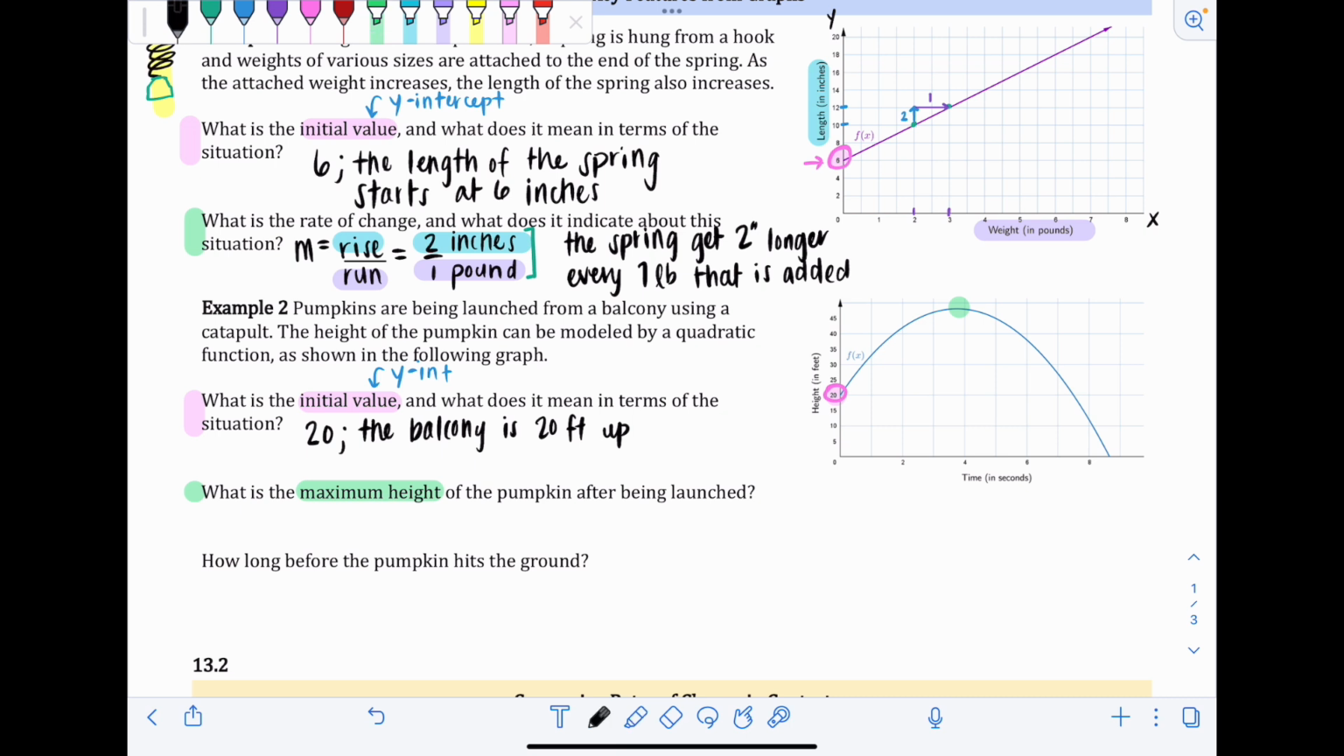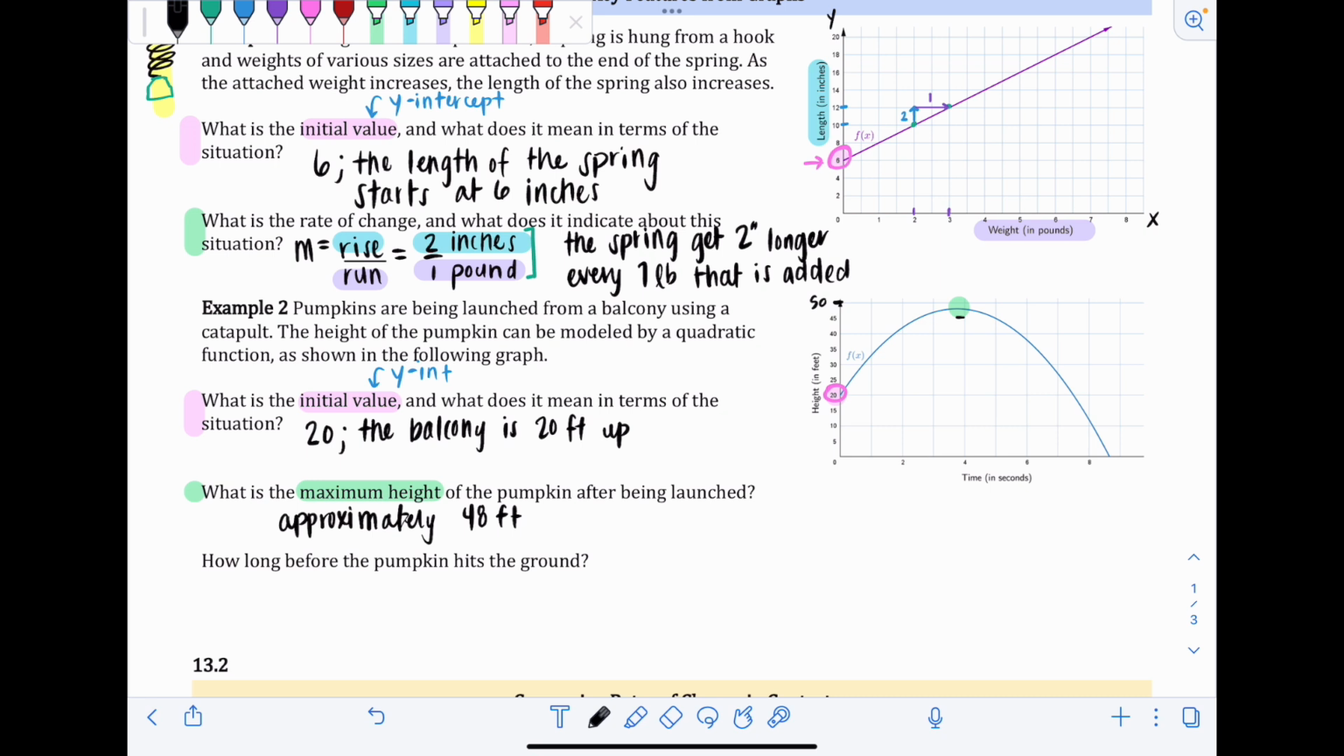45 would be in the middle, and it looks like we're a little bit above that, but not quite all the way up to 50 right there. So maybe let's estimate it at 47 or 48 feet, and it's okay. It's perfectly okay to estimate, especially if your graph doesn't hit a specific point. So we can say the maximum height is approximately, I'm going to say 48 feet. So the maximum height is approximately 48 feet.